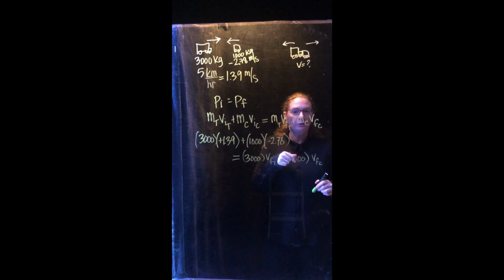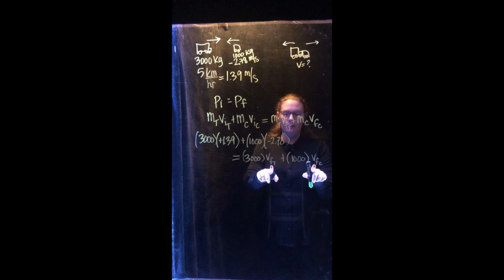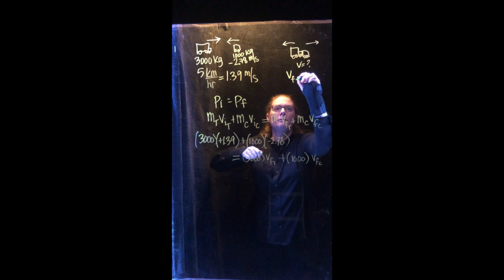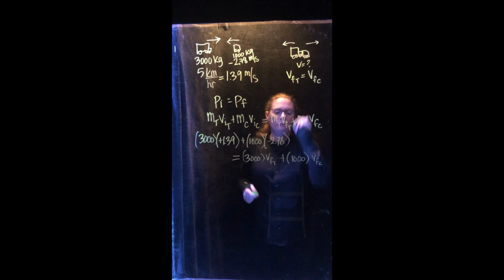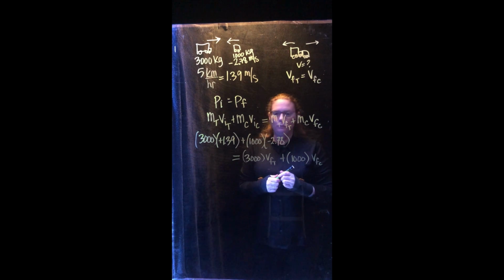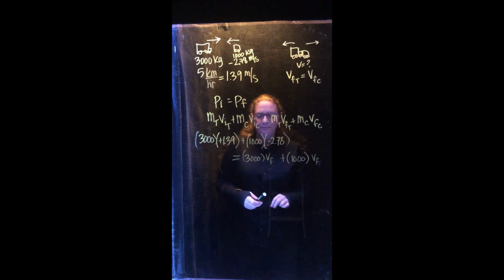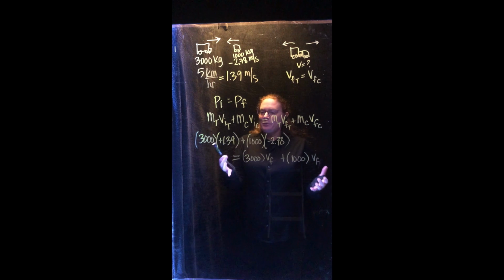Okay, looks like we have two unknowns, V final truck and V final car, but they stick together, which means the final of the truck is the same as the final of the car. And if you want to be lazy, you can just erase. And now we have an equation with only one unknown. Grab your calculator and let's see what you get.